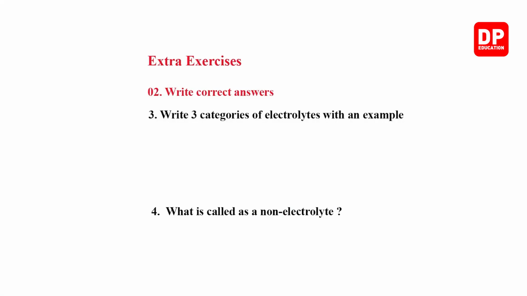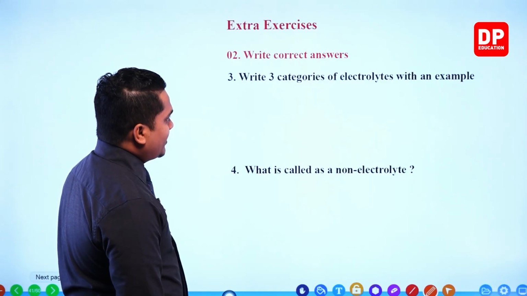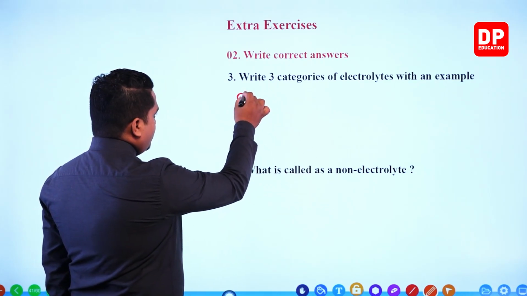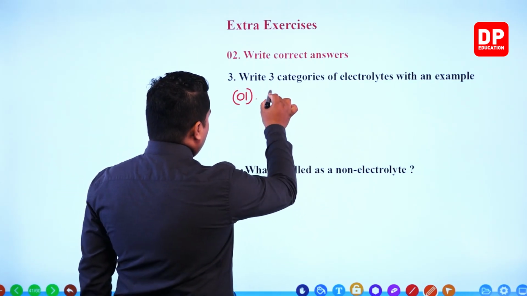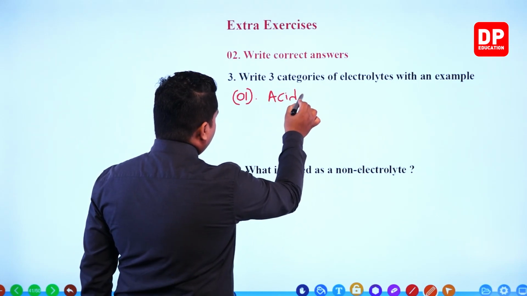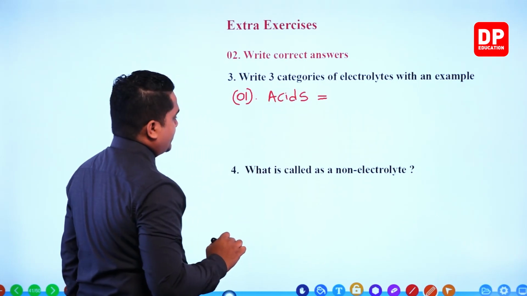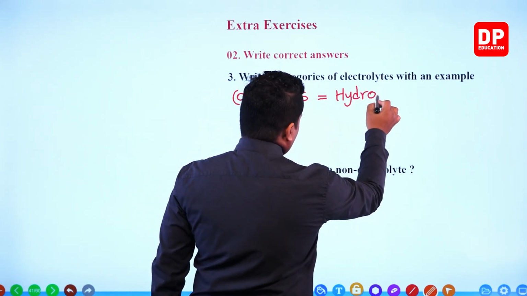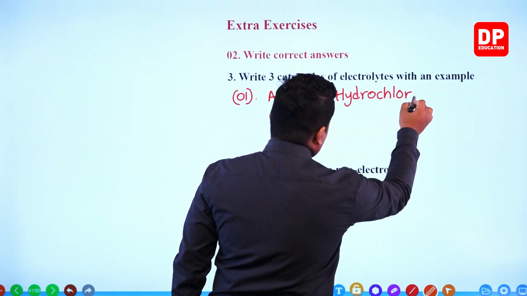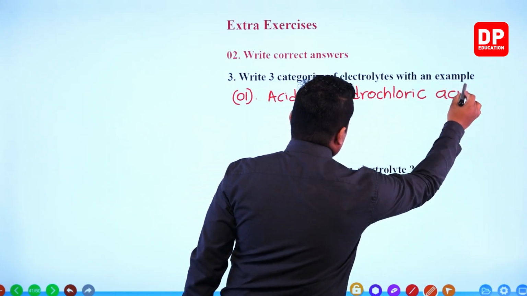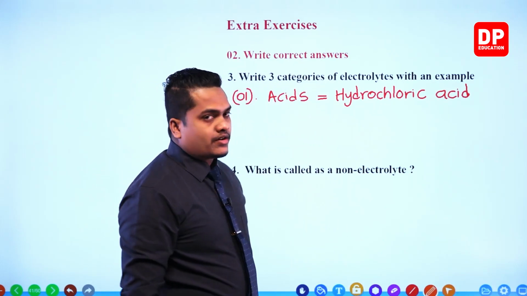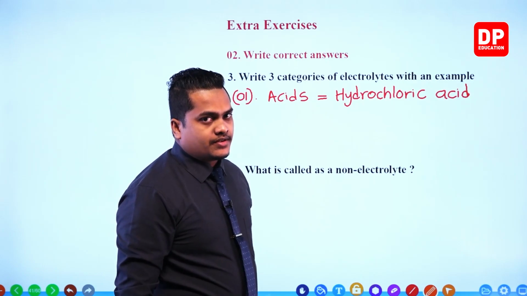Next one, write 3 categories of electrolytes with an example. 3 categories of electrolytes with an example. So number 1, acids. So we can mention hydrochloric acid. Example, hydrochloric acid, and sulfuric acid is also correct. Okay.